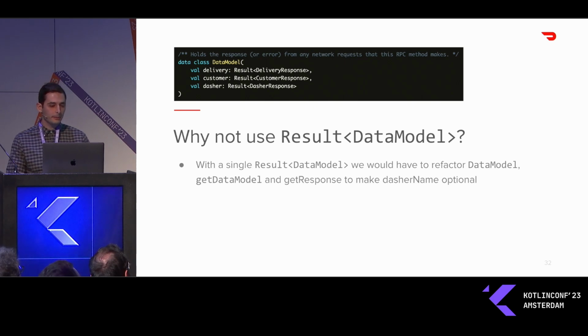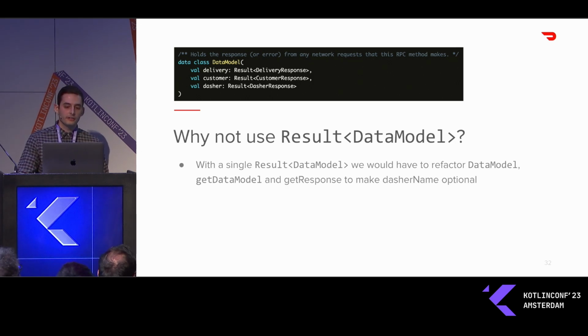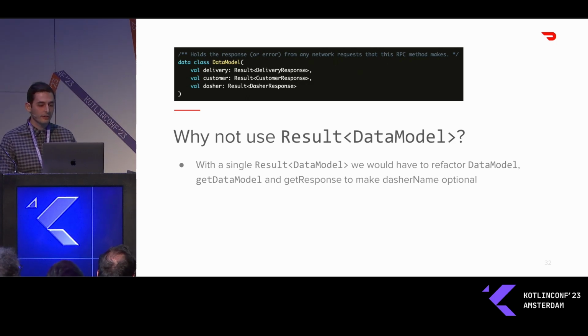One question that people have about this pattern is, why am I using a result for each RPC call instead of a single result for the entire data model? Well, with a single result, we would have had to change the data model, get data model, and get response for this simple change in how we handle a failed API call.